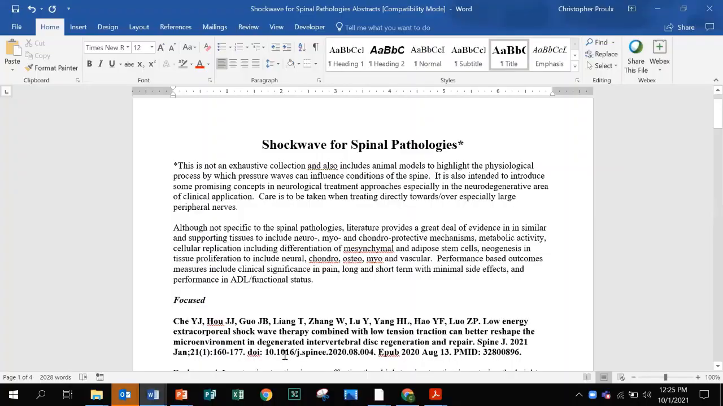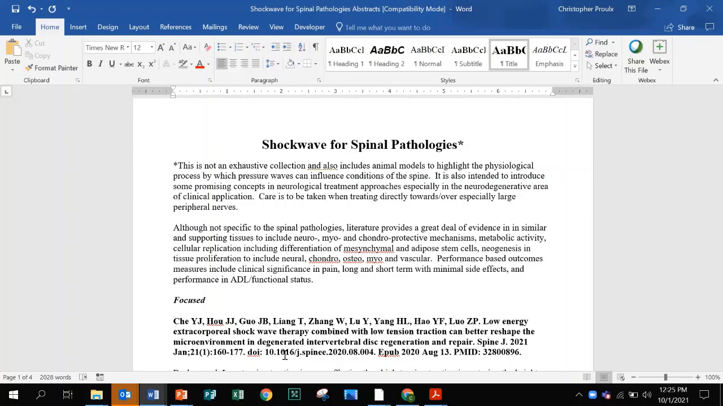Okay, welcome to another installment of the Rapid Review. So this one, I'm going to change my view here. This one in particular is regarding shockwave for spinal pathologies.